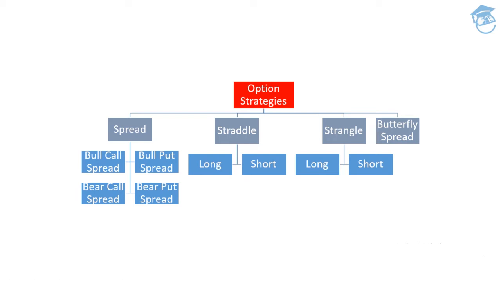So a bull call spread is one wherein I basically enter the market and buy a call option, and at the same time I sell another call option. The only difference is that while I'm selling a call option, I am selling it at a higher strike price.